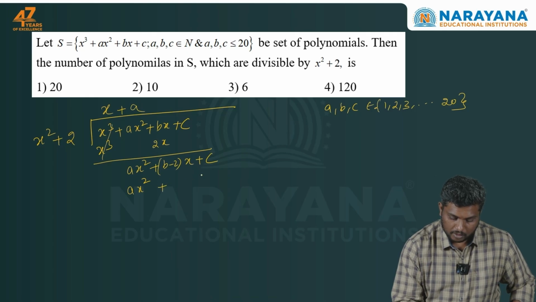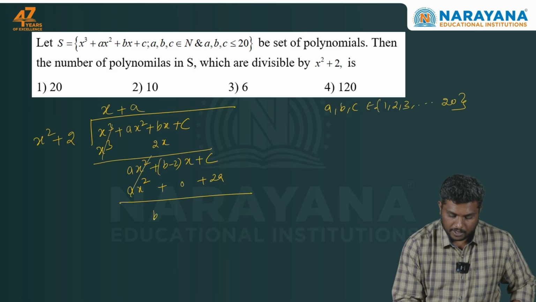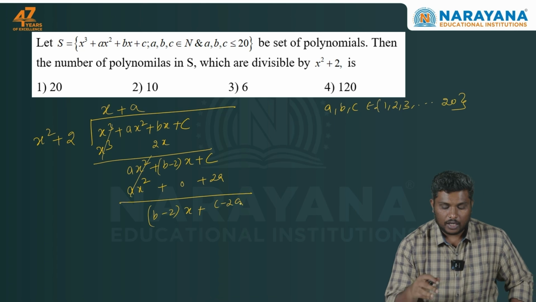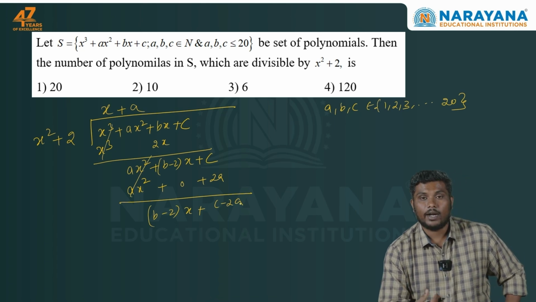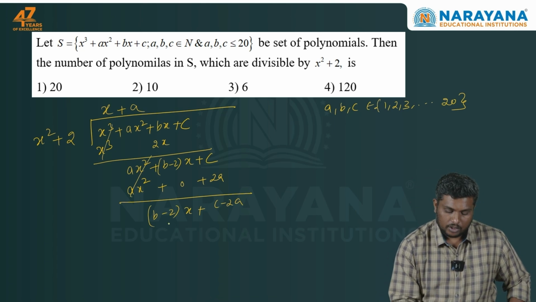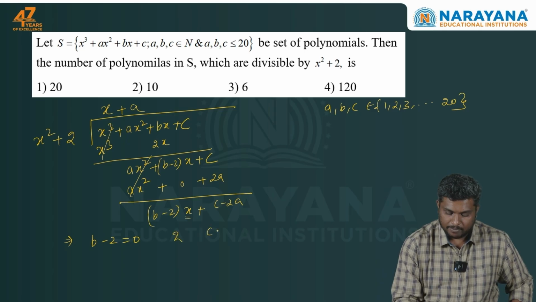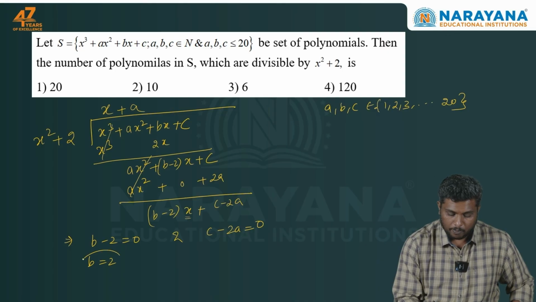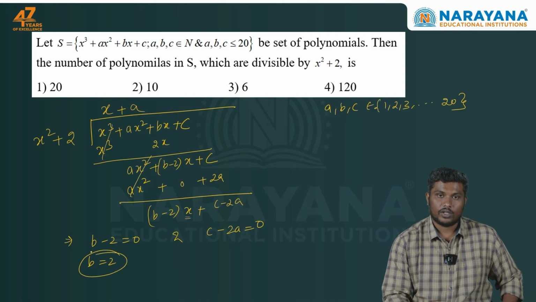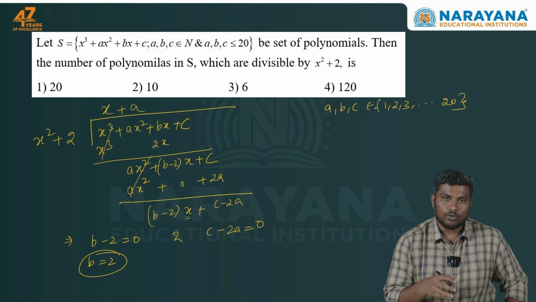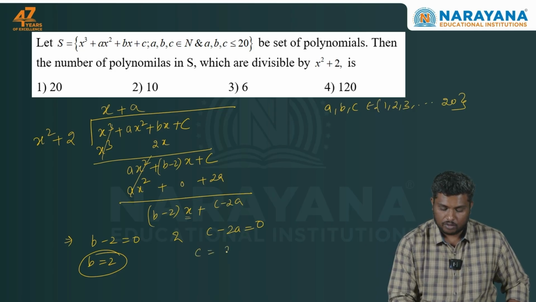plus nothing here 0 plus 2a, and what is the remainder? b minus 2 into x plus c minus 2a. Guys, for divisibility the remainder has to be 0, right? So this should not depend on x value. So here b minus 2 has to be 0. At the same time c minus 2a should also be 0. So b has to be 2, so definitely b has to take the value 2. So c is equal to 2a.